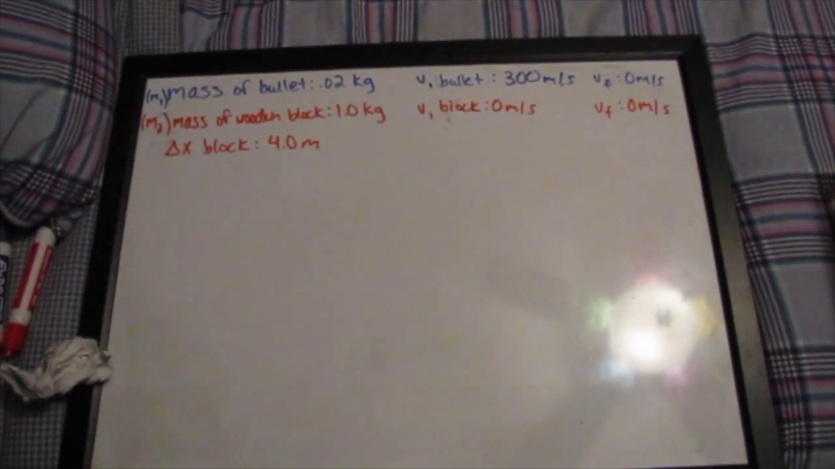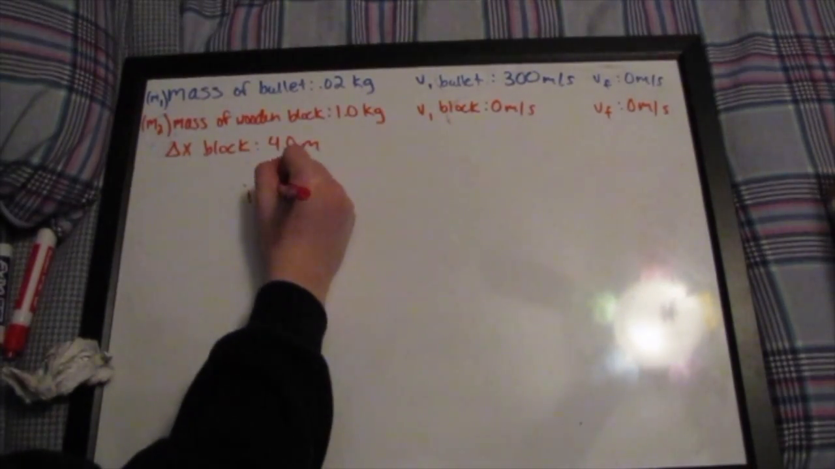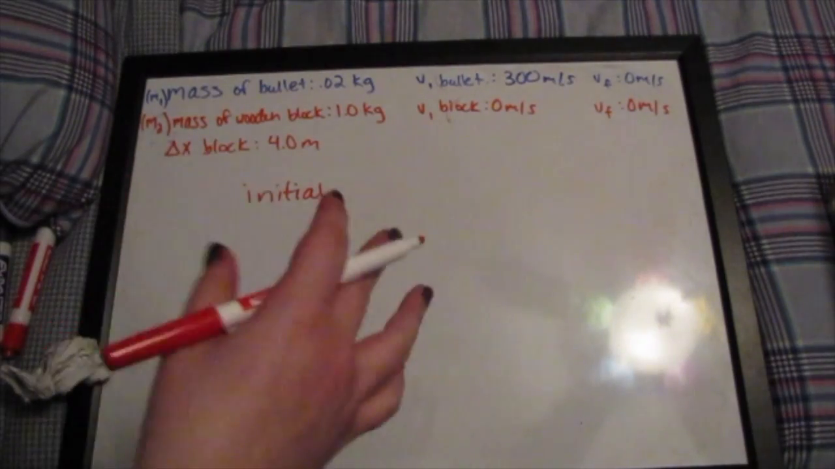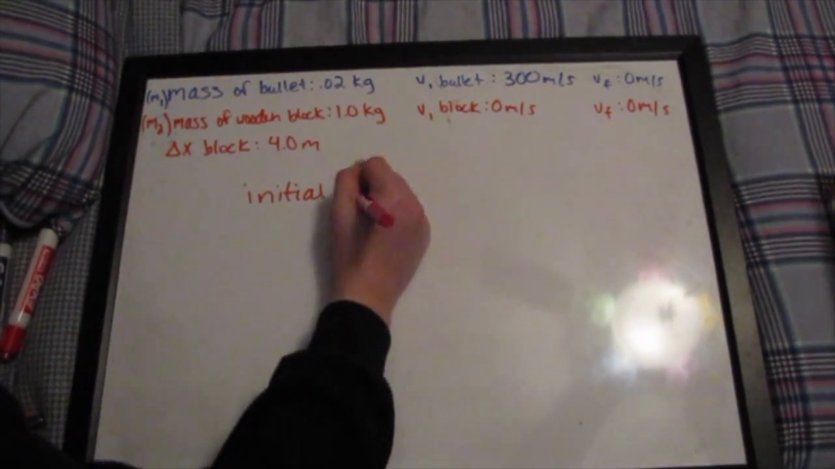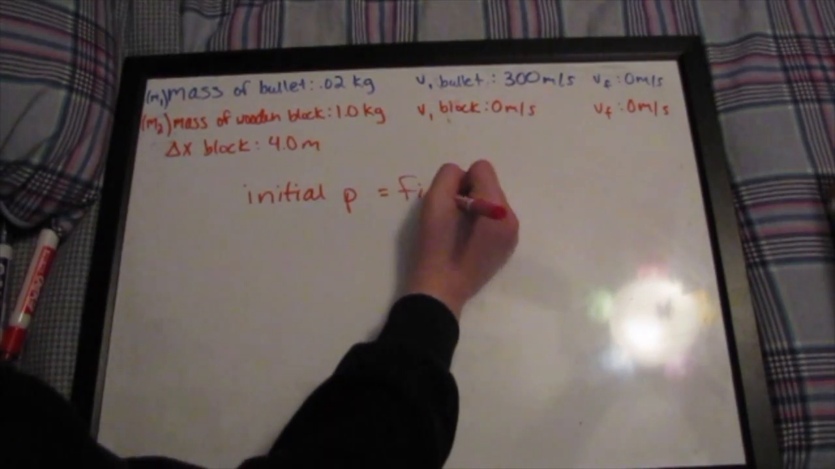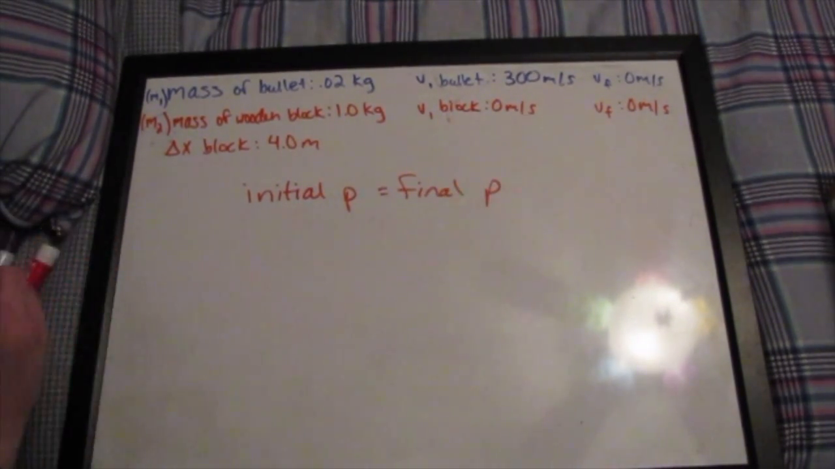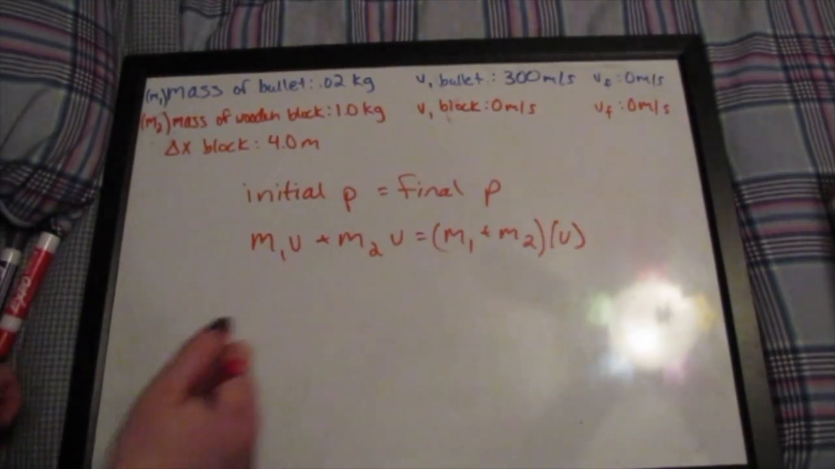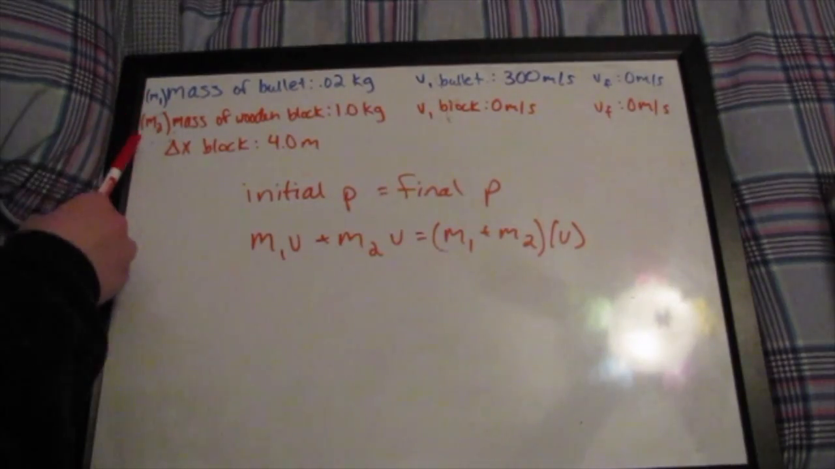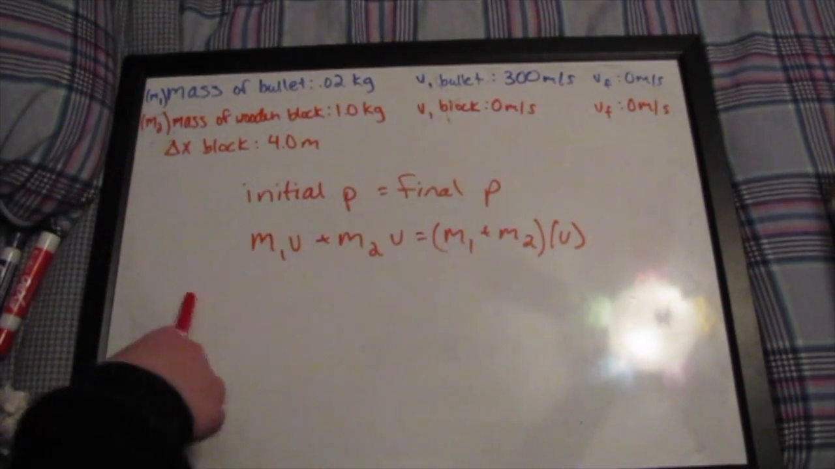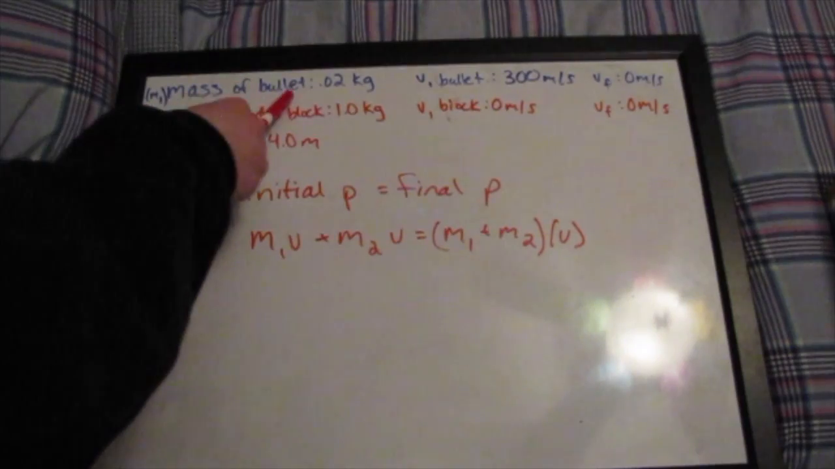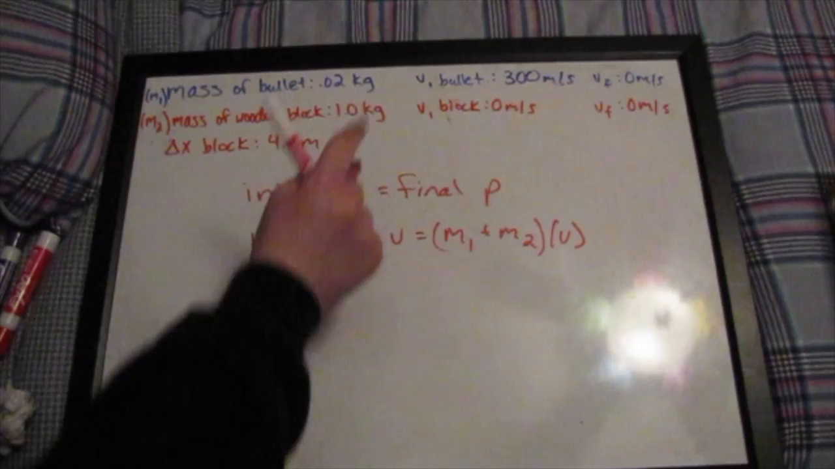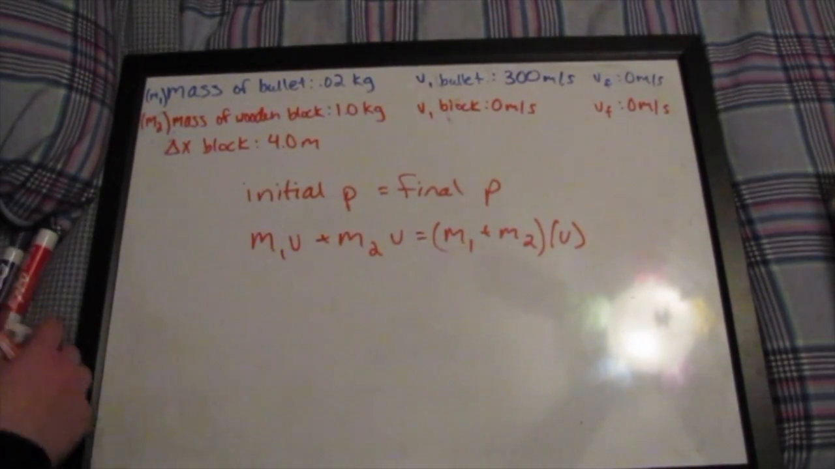What the momentum conservation equation is, we're going to use the letter for momentum, which is P. So initial P equals final P, or momentum. And what this equation looks like is this. This is why we have these labels here, M1 and M2, so we can differentiate between mass 1 and mass 2. It's mass of bullet and mass of wooden block. So, we're just going to plug the numbers we're given into this equation.